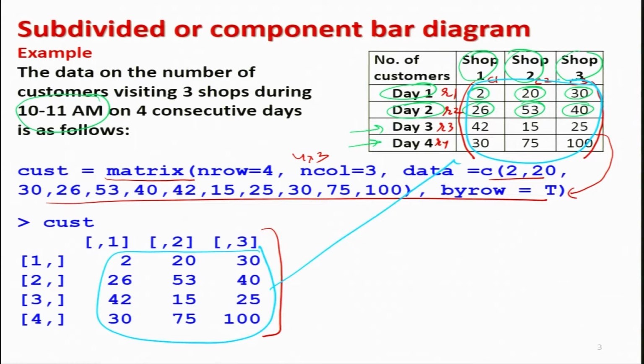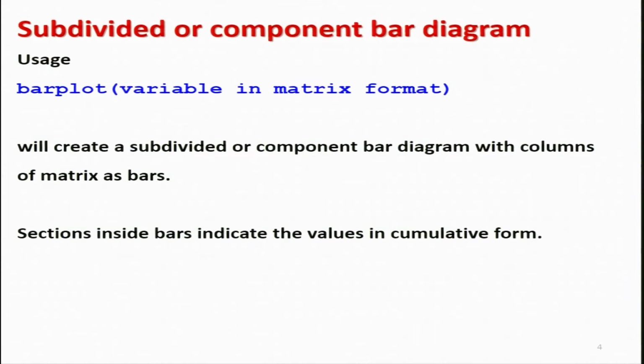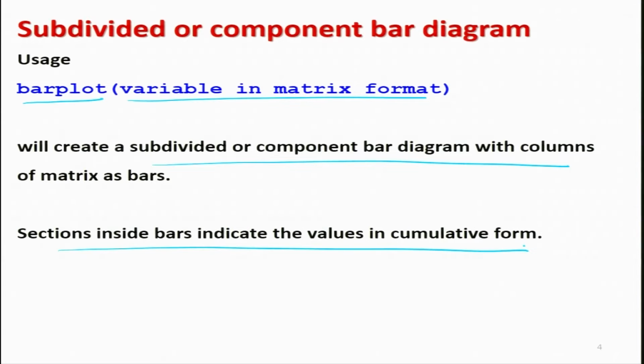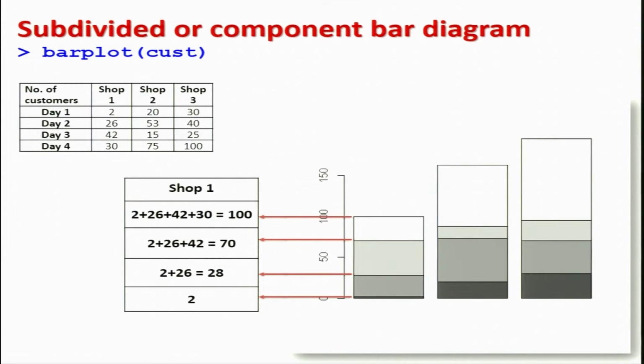Now you know how to enter the data into a matrix, and then I use the same command you have used earlier, barplot, but now I give the variable in the matrix format. This is going to create a subdivided or component bar diagram, where the columns of the matrix are indicated as bars, and the sections inside the bar indicate the values in the cumulative form. What does this mean? I will show you with this example.